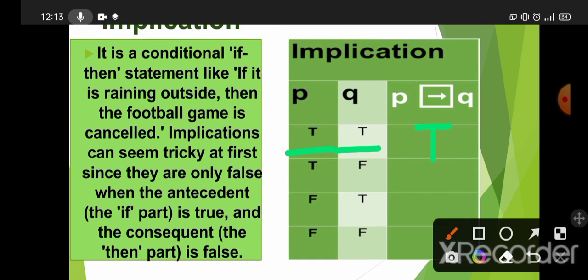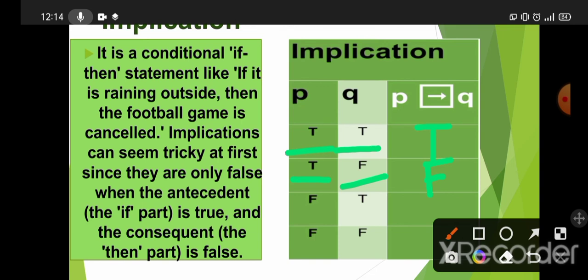And next we have the implication, if it is raining outside, then the football game is cancelled. So it will only be false if P is true and Q is false. So it's false. In other words, it is raining outside but the football game is not cancelled. The implication is false because the premise of the implication was broken.